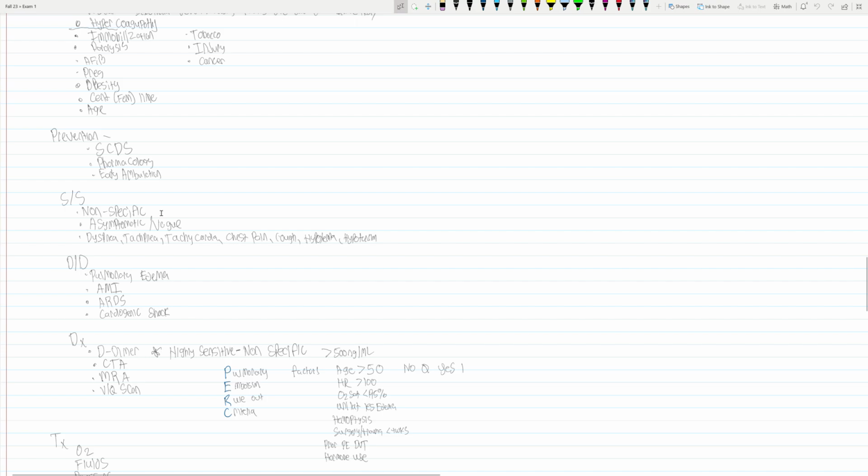Signs and symptoms can be difficult. Most commonly they're non-specific, and they can be asymptomatic or vague. Okay, so they might have really random things occurring. There is no black and white in this. This is all going to be gray.